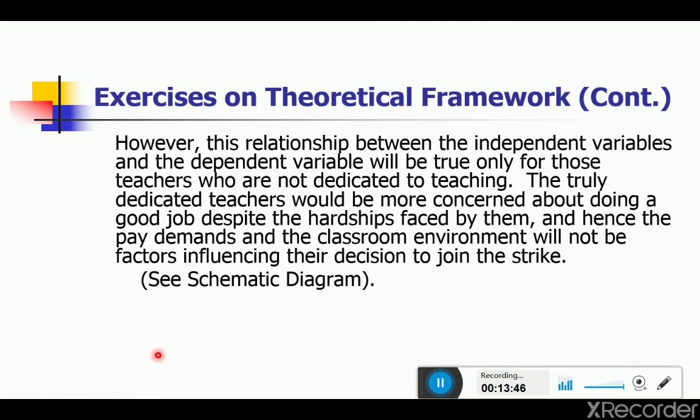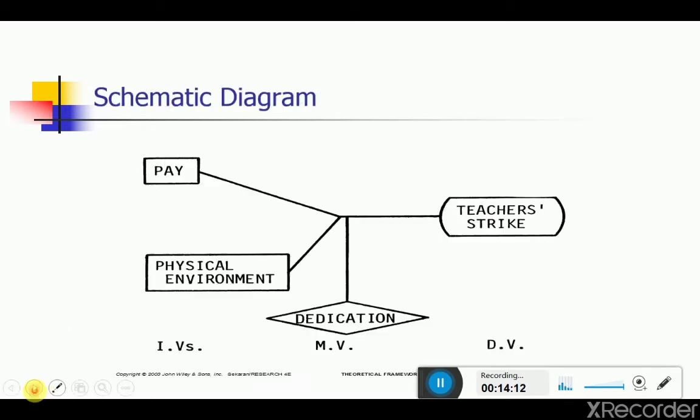Now let's start. However, this relationship between the independent variables and the dependent variable will be true only for those teachers who are not dedicated to teaching. The truly dedicated teachers would be more concerned about doing a good job despite the hardship faced by them, and hence pay demands and the classroom environment will not be factors influencing their decision to join the strike. Now what will be the schematic diagram for this situation? In this situation, pay and physical environment both are known as your independent variables.